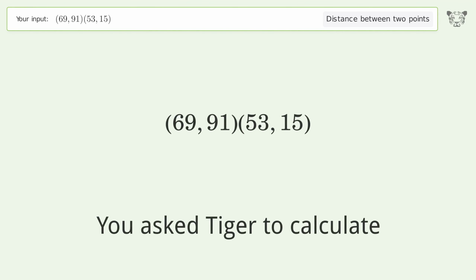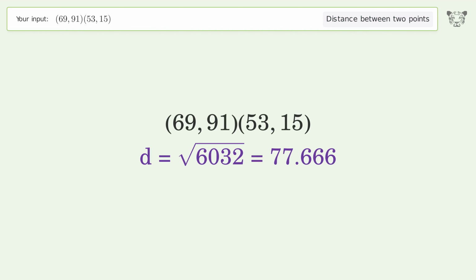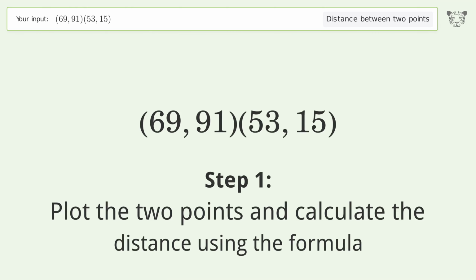You ask Tiger to calculate. This deals with the distance between 2 points. The distance between the 2 points is the square root of 6032, or 77.666. Let's solve it step by step. Plot the 2 points and calculate the distance using the formula.